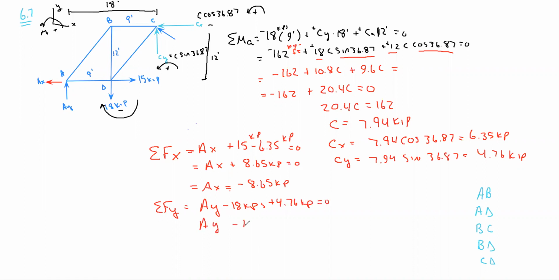AY minus 13.24 kip equal to 0. Add 13.24 to both sides, and you get that the reaction at point A in the Y direction is 13.24 kips. I'm going to pause a second and update our whiteboard. When I unpause, the whiteboard will be cleaned off. I'll have the values for AX and AY annotated and for CX and CY annotated. See you in a couple seconds.